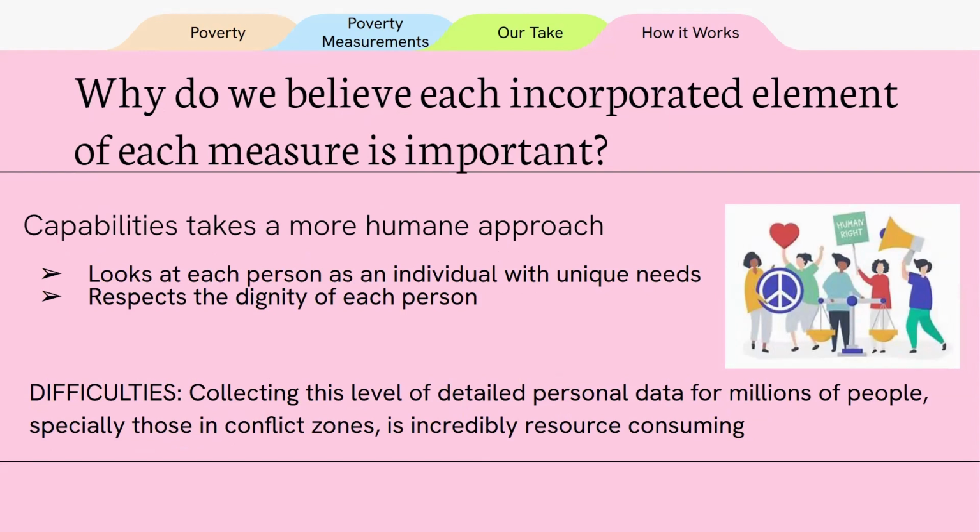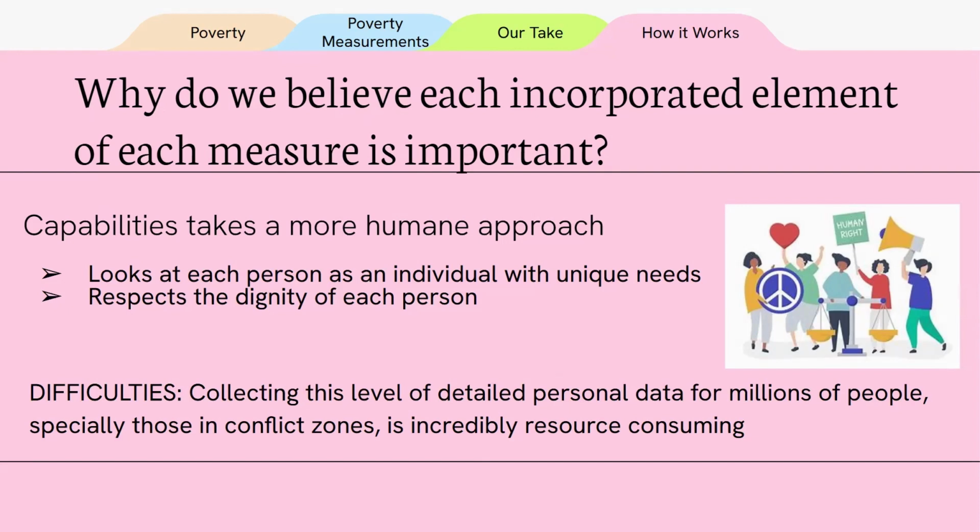Capabilities allows for a more humane approach and looks at each person's individual needs with the intention of respecting their dignity. The financial component of poverty is important, which is why we feel that the SPM must be included. However, many researchers say that when measuring poverty, we must also recognize the importance of other social and economic factors in capturing diverse experiences of poverty. This quote is specifically from an article by Yu Chen discussing the OPM and the SPM.